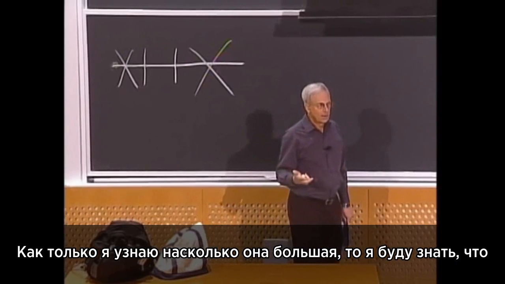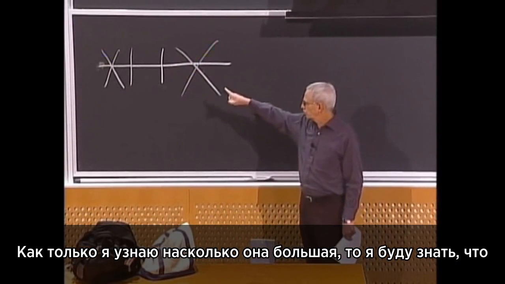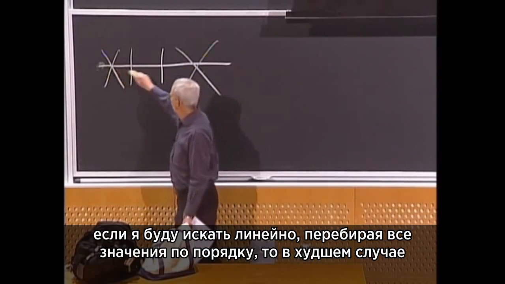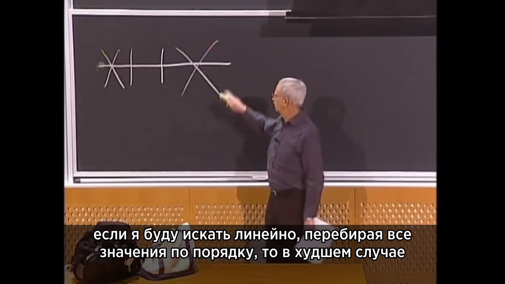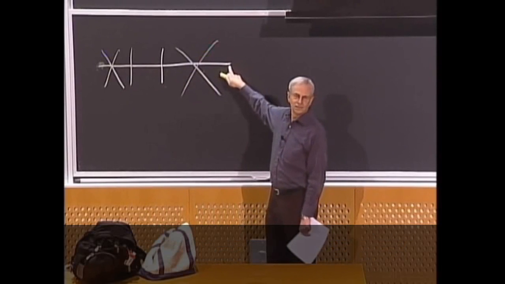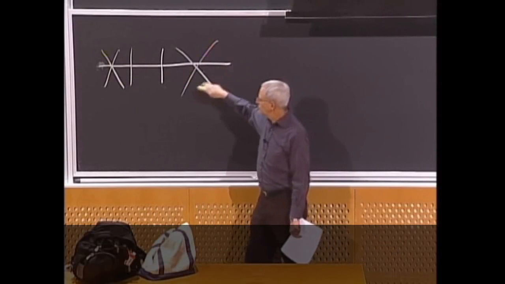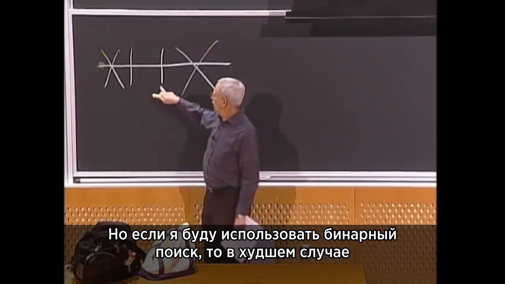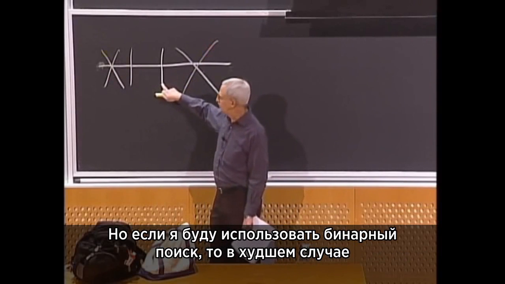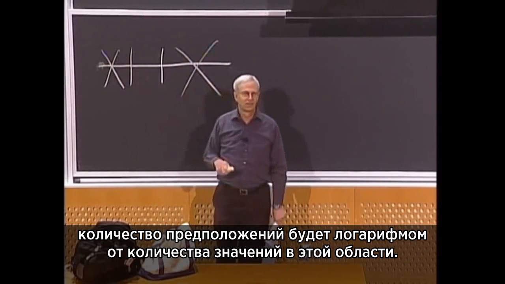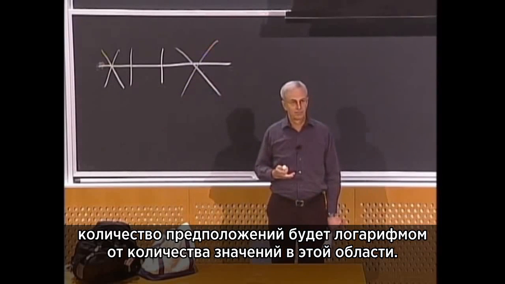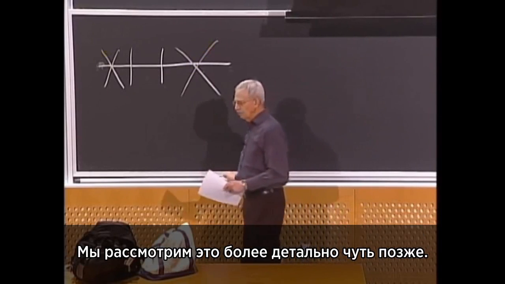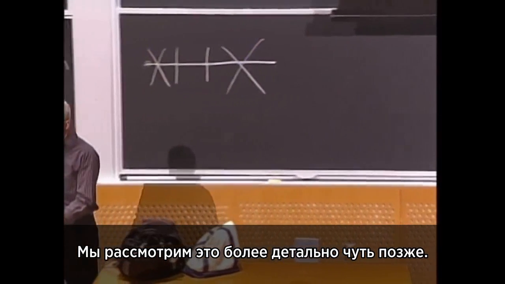Once I know how big my search space is, I know that if I search it linearly, looking at every value, my worst case is I look at everything until I get to the end. But my best case, well, my best case is I get lucky and my first guess is right. But if I use bisection search, my worst case is going to be log number of values in that space, because each time I throw half of them away. All right, we'll see that in more detail later on.